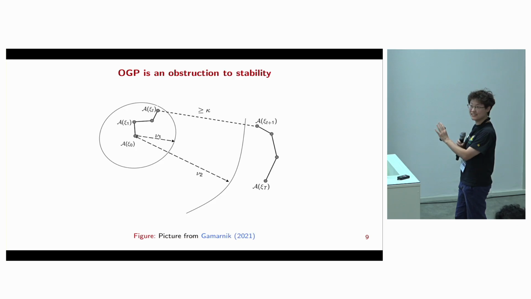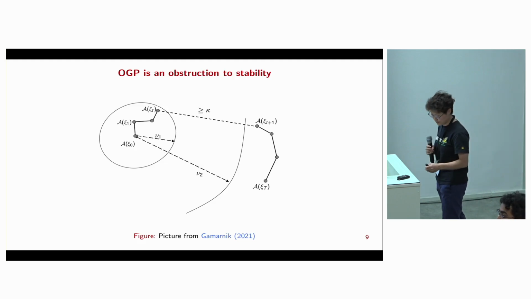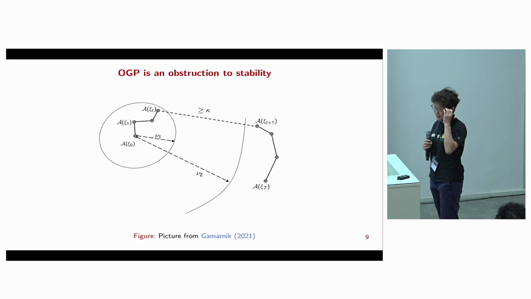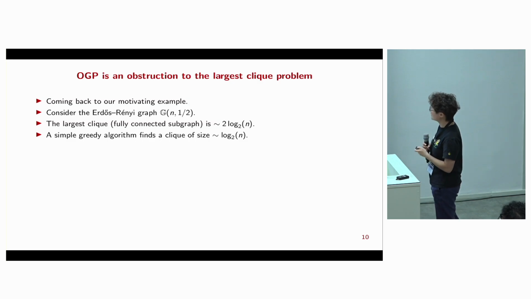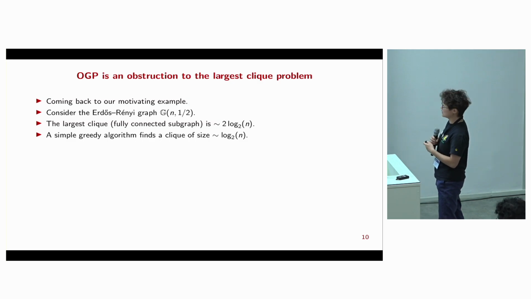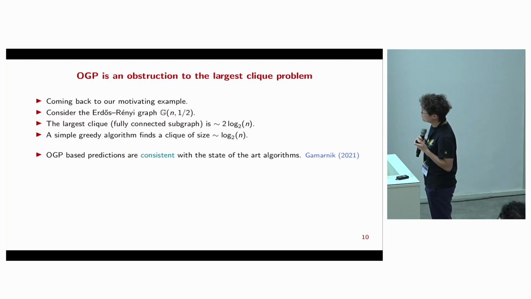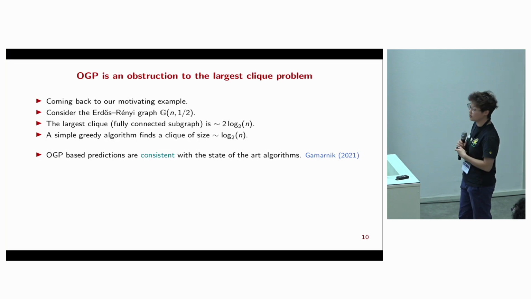Okay, so this becomes a standard argument. Whenever you see that there's an OGP phenomenon in your model, this implies that stable algorithms fail, or there's hardness for stable algorithms. So this is one of the reasons that OGP is useful. Another is that in a lot of these models, for example, in our motivating example, the largest clique, you want to understand why we can't really go beyond log n. It's because whenever you go beyond log n, there's OGP. In other words, OGP provides a good indication for the current phase diagram for hardness.